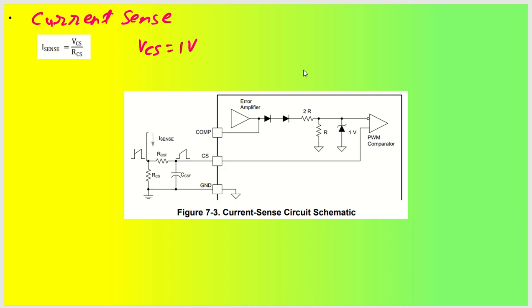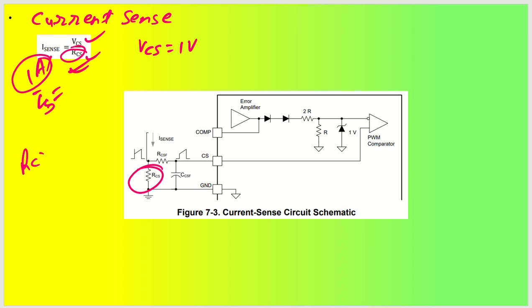Okay. Coming back to the iSense pin. So you know already that iSense will be monitored as VCS across RCS. Let us say we want to design for 1 ampere. So for 1 ampere, what will happen? 1 volt by 1 ohm. So RCS will be a 1 ohm resistor. That's what you have to have. This all depends on the capacity of the MOSFET that you are going to use, and based on that you will be setting. So whatever the current setting that you want to set, accordingly RCS will change.